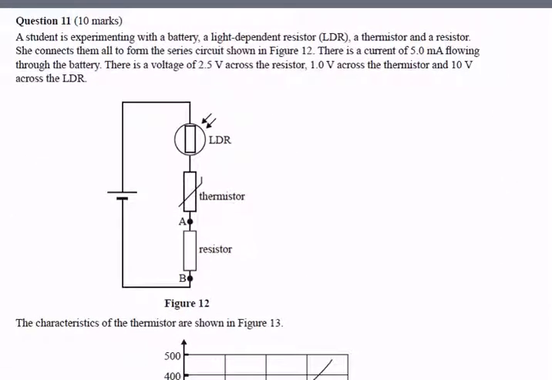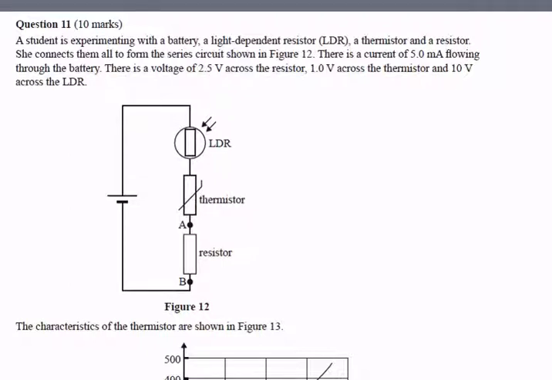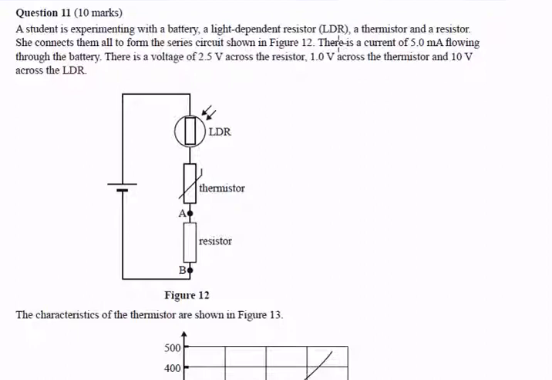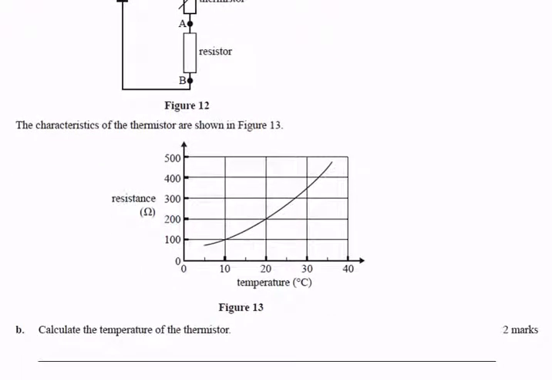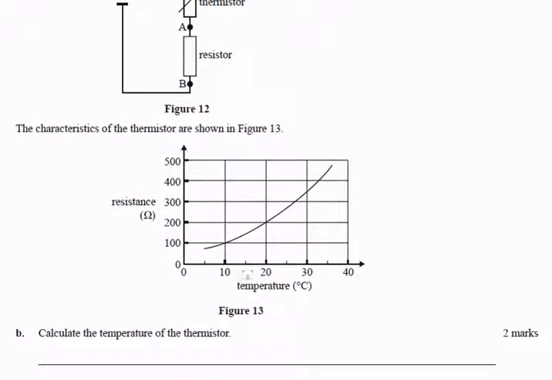Right, same question up here. I've just got the information, so I can go onto part B. There's also a graph looking at the thermistor. The thermistor had 1 volt across it. Calculate the temperature of the thermistor. Okay, I've got a temperature graph which has resistance as well.